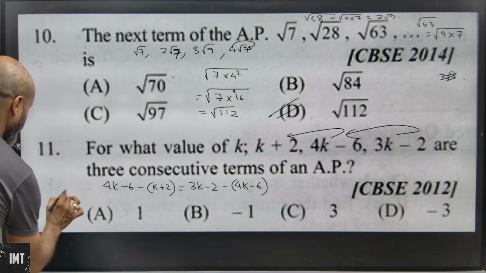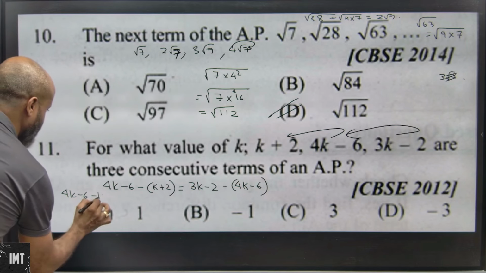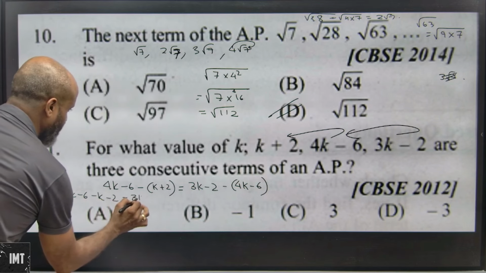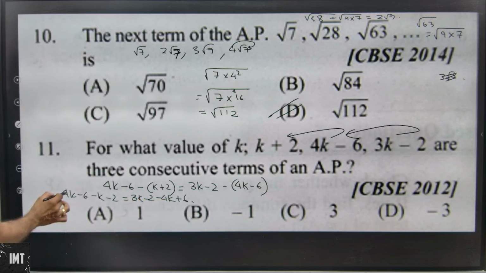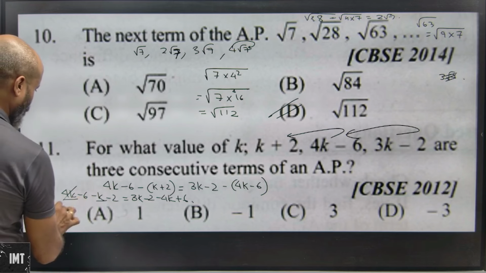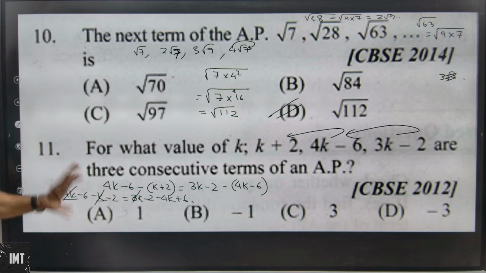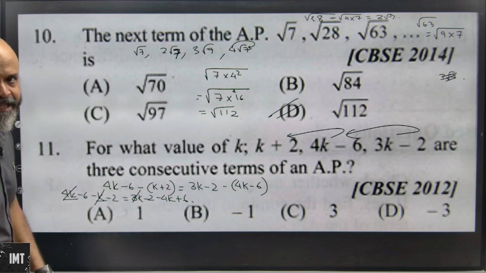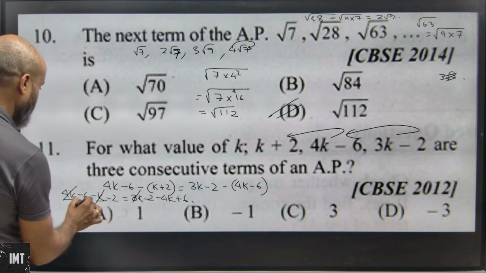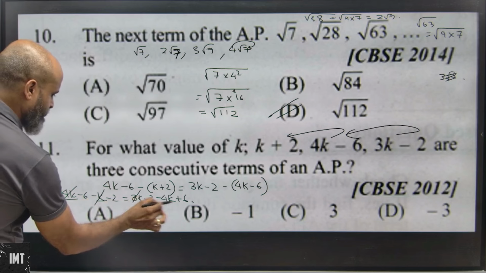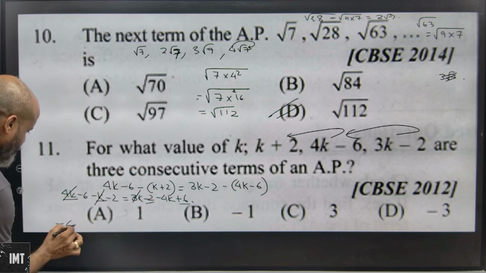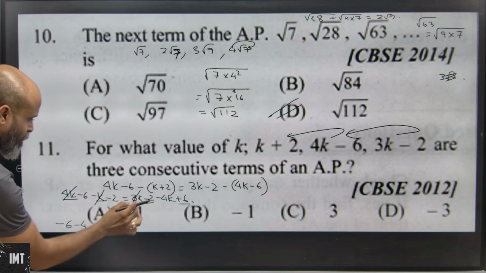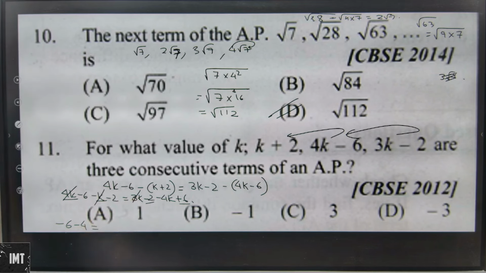So what do we get here? 4k minus 6 minus k minus 2 is equal to 3k minus 2 minus 4k plus 6. Here we have 4k minus k, that is 3k, and 3k on one side. If we bring this 3k to this side, obviously it gets cancelled. So what we have left here is 6 minus 2, that is 4. If I bring this 4 here, minus 6 minus 4 is equal to... are you on the correct track?